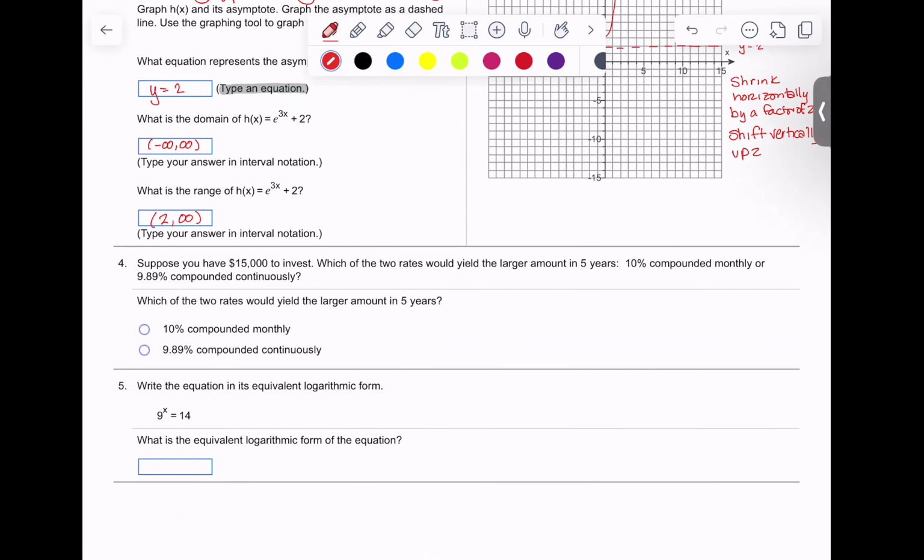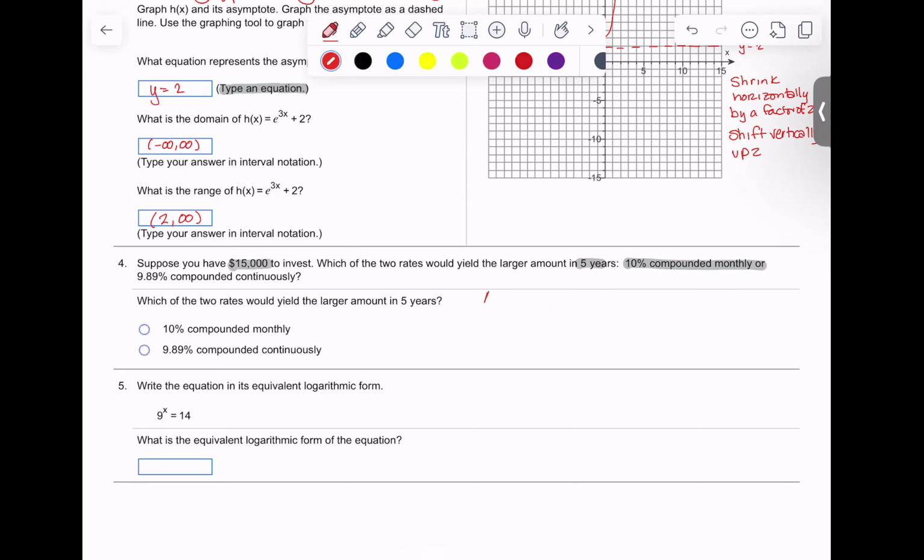All right, suppose you have $15,000 to invest. Which of the two rates would yield the larger amount in 5 years? 10% compounded monthly or 9.89% compounded continuously. And both of these formulas are on your formula sheet. So let's do the first one. Let's do 10% compounded monthly for how many years? 5 years, and we're going to do $15,000.